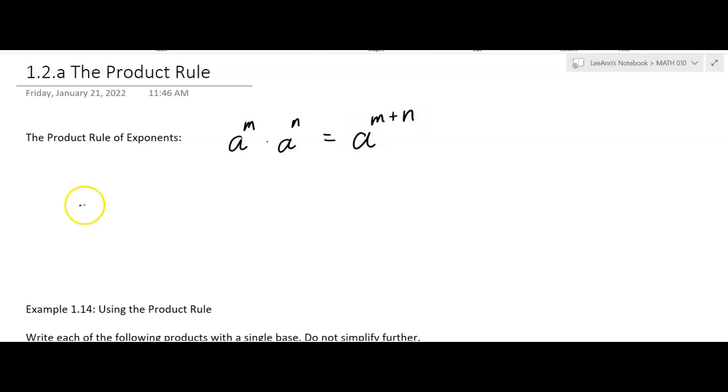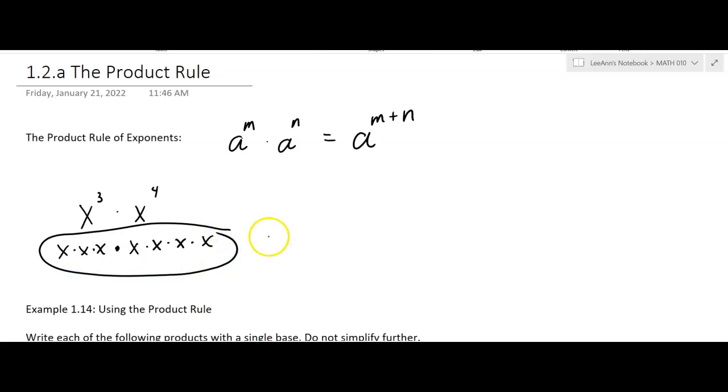So if you think of it like this, let's say you have x cubed times x to the 4th. Well, x cubed is x times x times x. I'll put a big dot there. And then x to the 4th is x times x times x times x. So how many x's are you multiplying? 7. So that's x to the 7th.